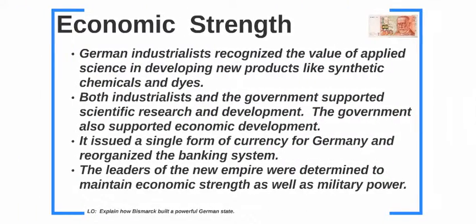Economic strength. German industrialists recognized the value of applied science in developing new products like synthetic chemicals and dyes. Both industrialists and the government supported scientific research and development. The government also supported economic development. It issued a single form of currency for Germany and reorganized the banking system. The leaders of the new empire were determined to maintain economic strength as well as military power.